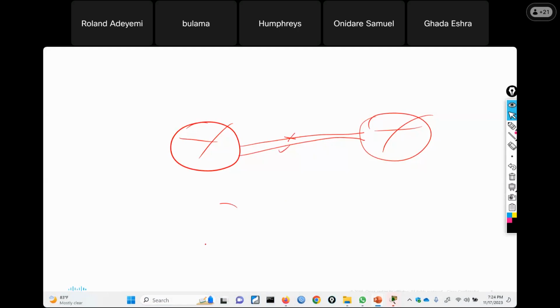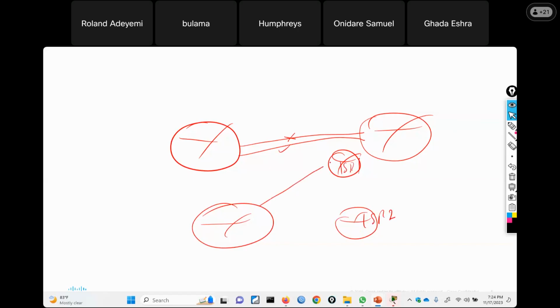Floating static route. People use this also between two different service providers. Let's say this is ISP1. This is ISP2. You want to have a backup connection. You'll be using this one as your primary link. You can be using this one as your secondary link. So you configure your floating static routes. One link goes to ISP1. The other link goes to ISP2.